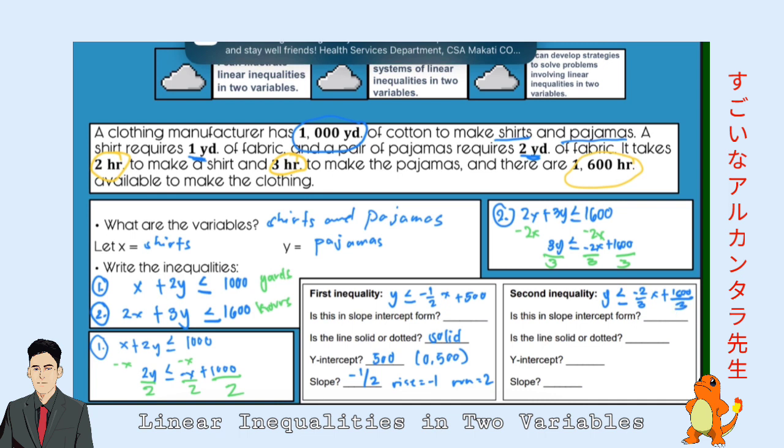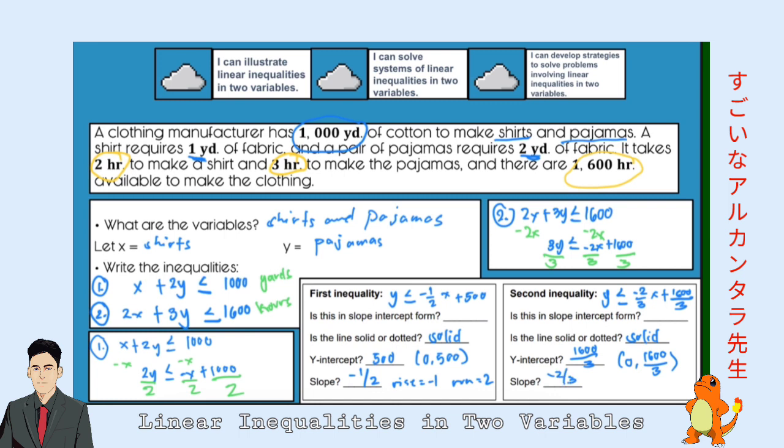over 3. Do not be worried. In the examples naman that I'll give in our class, it won't be this complicated. So we know that it will still be solid because the symbol is less than or equal to. Our y-intercept could be found at 1,600 over 3. In ordered pair, that's 0, 1,600 over 3. Our slope here is negative 2/3, where our rise is negative 2. Our run is equal to 3.